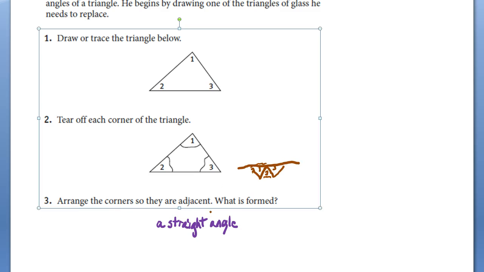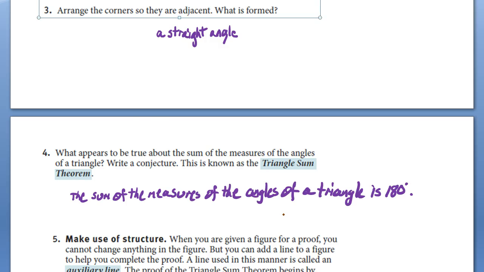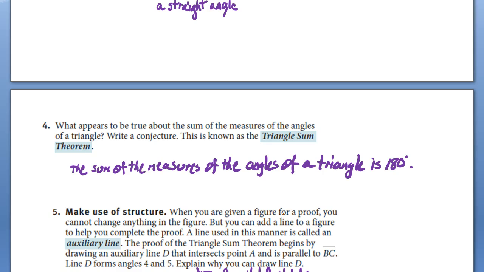So in number 3, what is formed? A straight angle or a straight line. So the 3 angles of a triangle, when put adjacent to each other, create a straight angle. Number 4, so what appears to be true about the sum of the measures of those angles? Write a conjecture. The sum of the measures of the angles of a triangle is 180 degrees. This is called the triangle sum theorem.